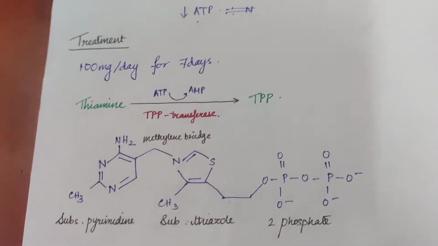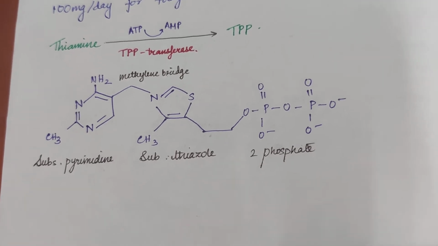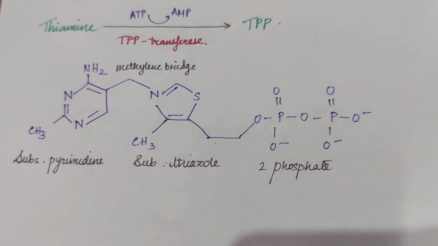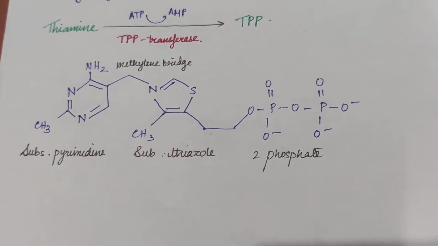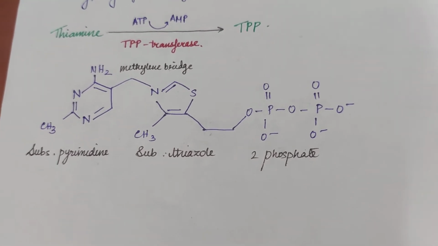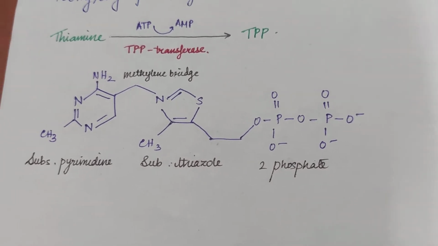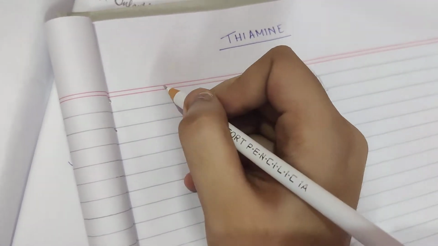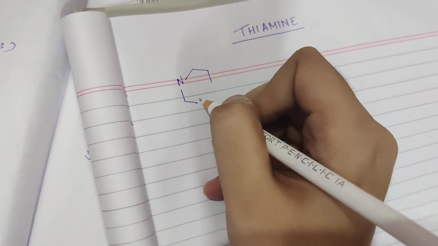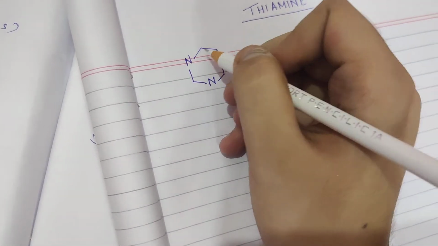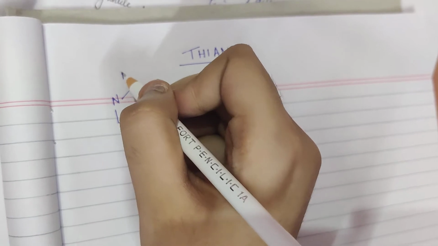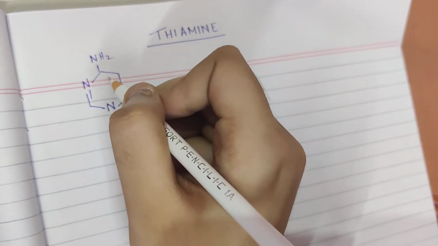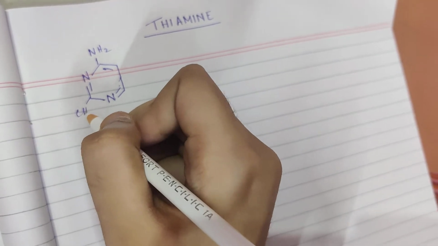It is made up of a substituted pyrimidine and a substituted thiazole linked by a methylene bridge, and that forms thiamine. The activated form is formed by adding two phosphate groups, that is TPP, thiamine pyrophosphate. So how do we draw it? First, we draw the substituted pyrimidine structure. We have a ring with N, and then the double bonds. So this becomes the pyrimidine.